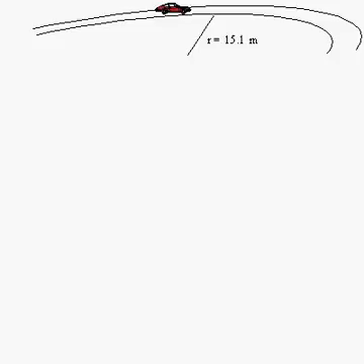In this example, we have a car taking a curve. We know the radius of the curve is 15.1 meters. We know the coefficient of friction between the ground and the car is 0.34. And we're asking what's the maximum speed the car can have as it takes the curve.